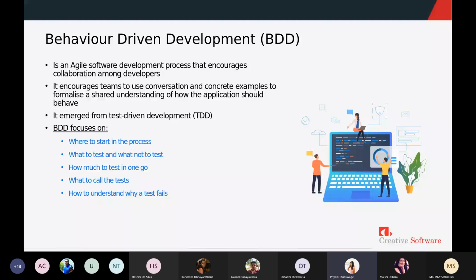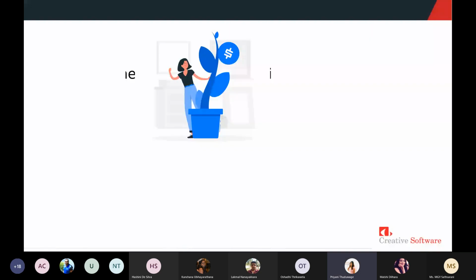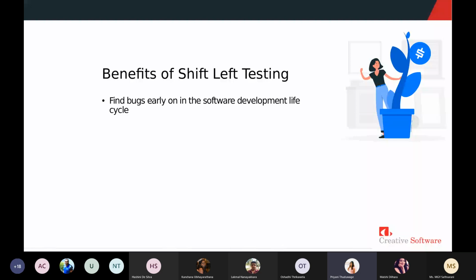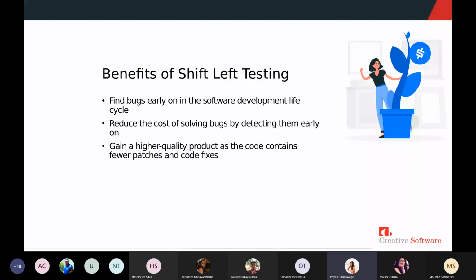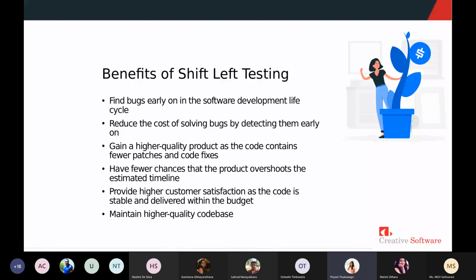within behavior driven development. So now we have an idea about what shift left testing is and its importance. As I mentioned earlier, it finds bugs early in the software development cycle and reduces the cost of solving bugs by detecting them early. We can gain a higher quality product because fewer patches are needed, and we can hand it over to the customer on time. Within shift left testing we can maintain a higher quality code base.